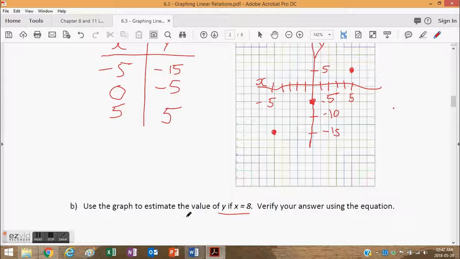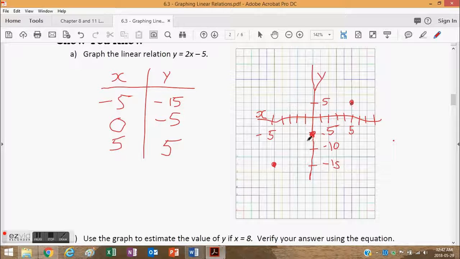Use the graph to estimate the value of y if x is equal to 8. So I've got 5 plotted here. 6, 7, 8. You're going to have to extrapolate. Alright, so you're going to take a look at your line. It's going up in here somewhere, and you're going to have to do your own.